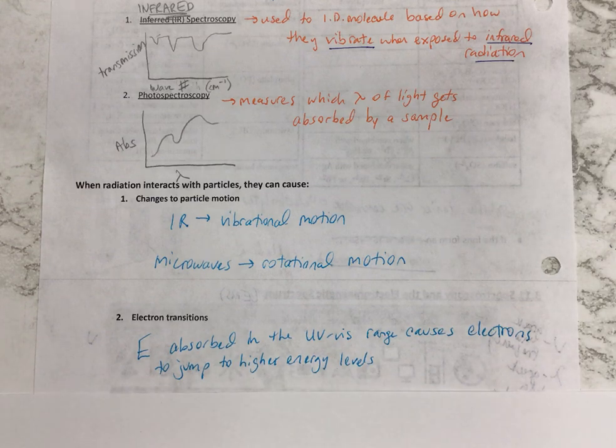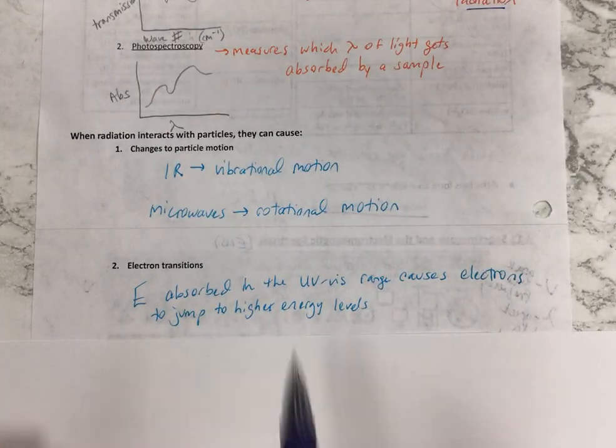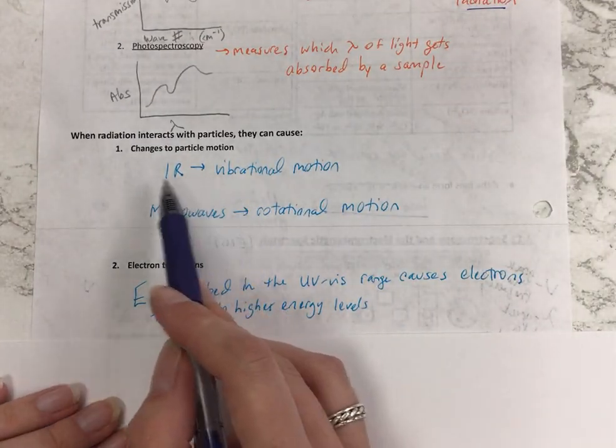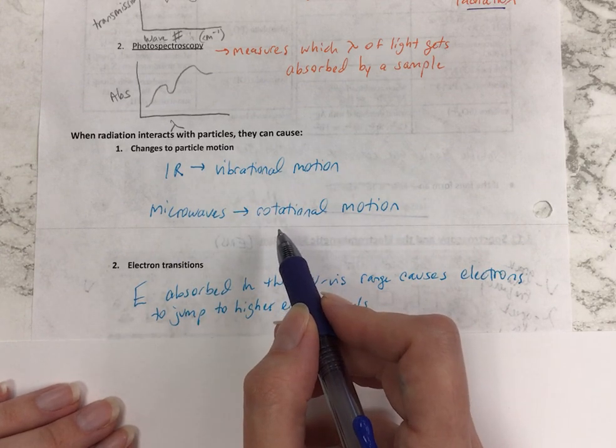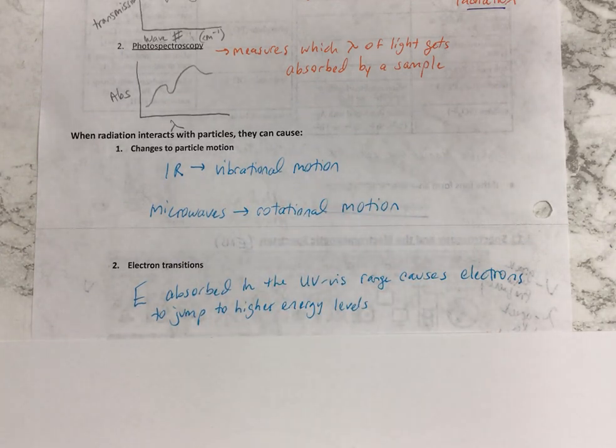When radiation interacts with particles, it can cause vibrational motion, right? Infrared, I like to remember we can feel it, it's movement. And microwaves are going to tell us rotational motion. So if you're given a spectrum and we notice that the particle or the substance is interacting with infrared or microwaves, then we can make conclusions about that vibrational or rotational motion. We'll see some of that in the practice problems.